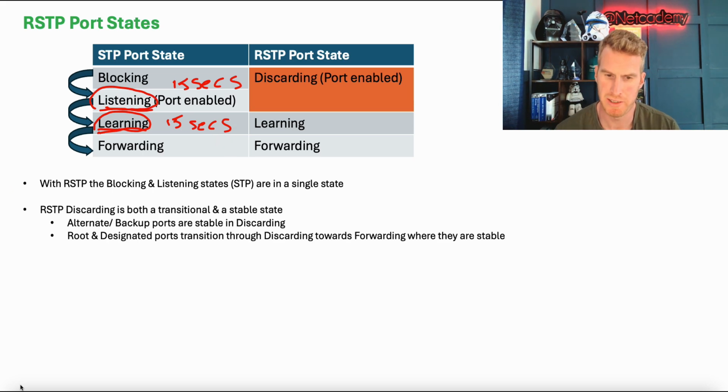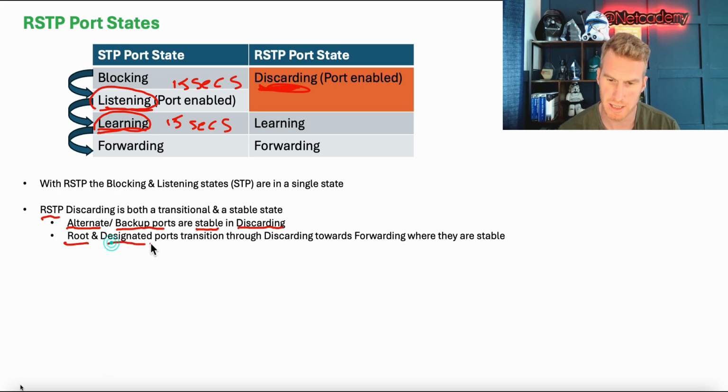And what RSTP brings to the table that is new, and I'm going to cover more about these new ports on the next slide, is the alternate port and the backup port. Again, I'll come on to more information on these in just a minute's time. But for now, just know that these types of ports are stable when they are discarding, so they're not actually forwarding any network traffic. They are right here in this discarding state, and that's where they should remain.